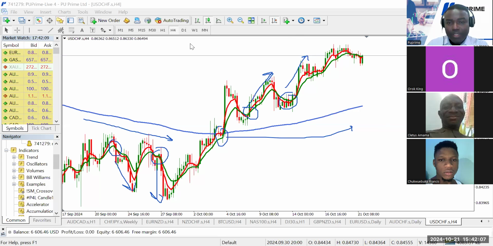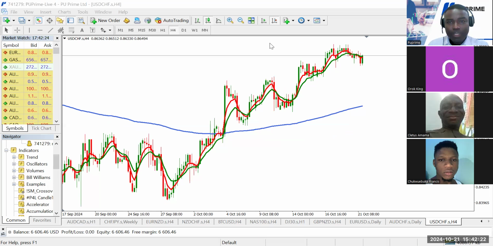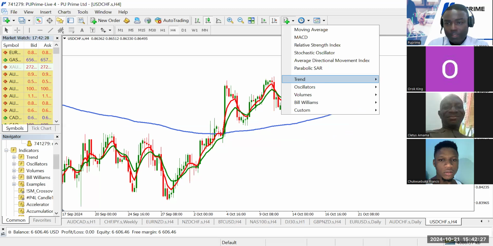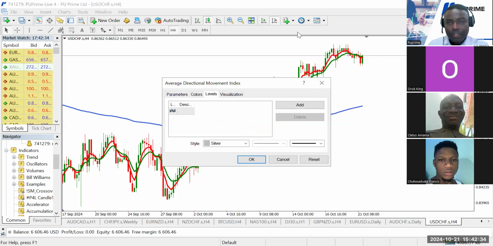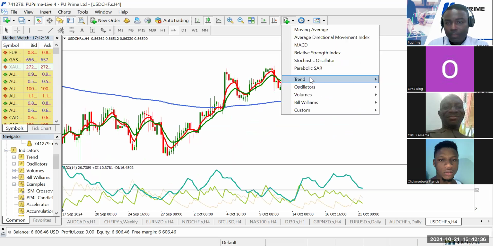So Oladimeji is asking, how do we set our take profit? And that's a very brilliant question. Now, one of the ways to set your take profit, you can use the most recent high as your take profit. Like I'll add the parabolic SAR again and the ADX. So this is the ADX and this is the parabolic SAR.